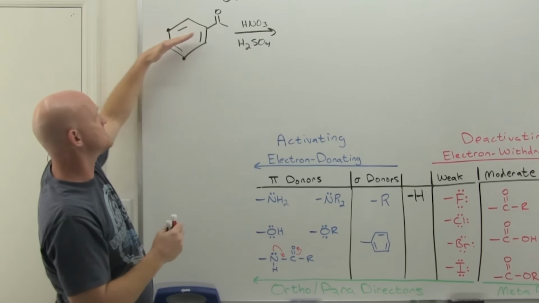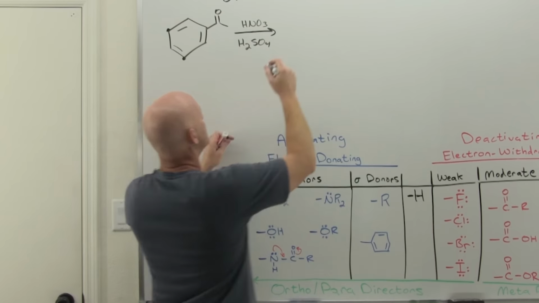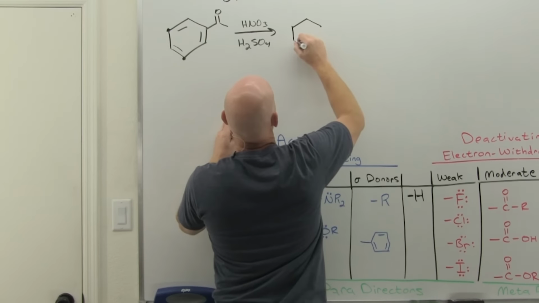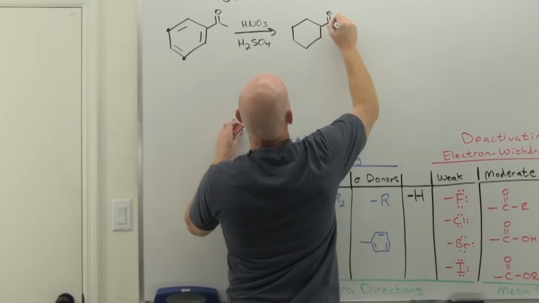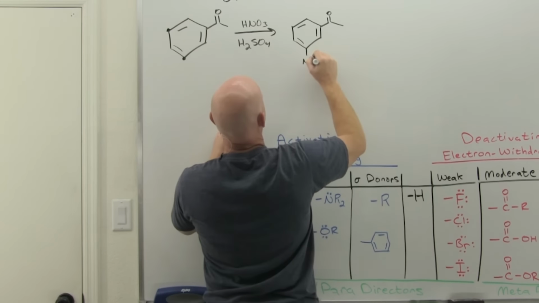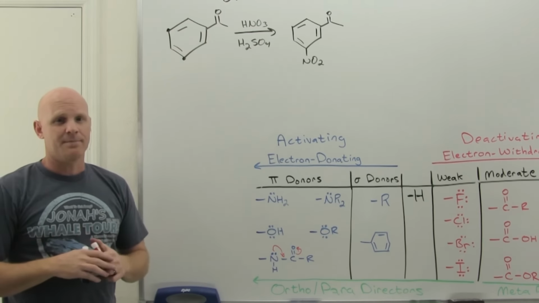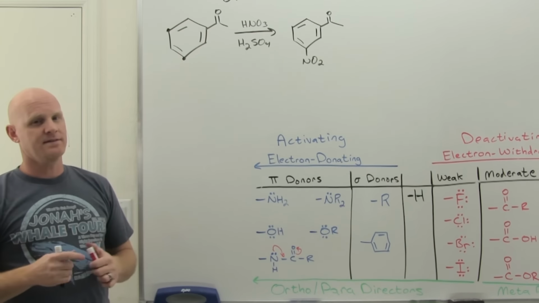Right now this thing is symmetrical. So whether it happens here or here, it's exactly the same thing. So only one major product to draw here. Cool, so there's our first example. Let's take a look at a second.